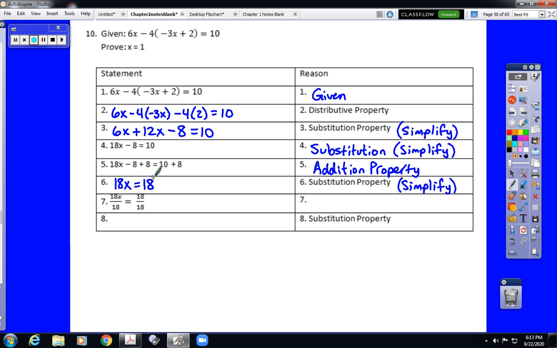The next step algebraically is to divide each side by 18. So you'll notice that step 7, all we have to do is state, hey, the division property is what allows us to do that. And then after we divide, after we show it, then we actually do it, which means that we finish up with a simplification step giving us x equals 1. So that completes our examples.